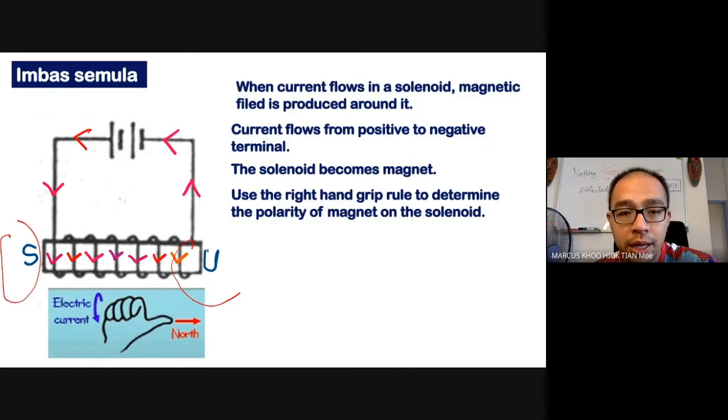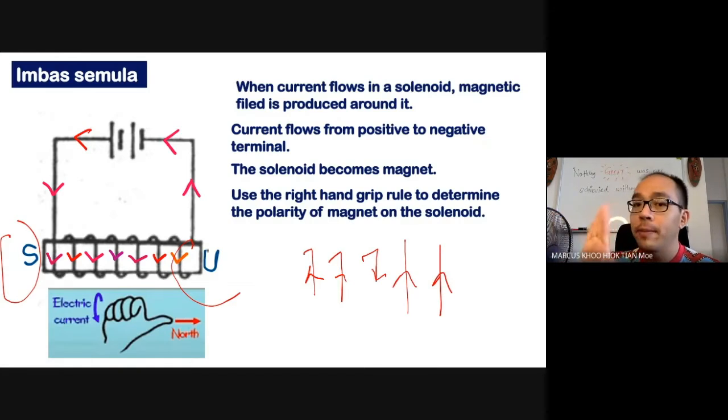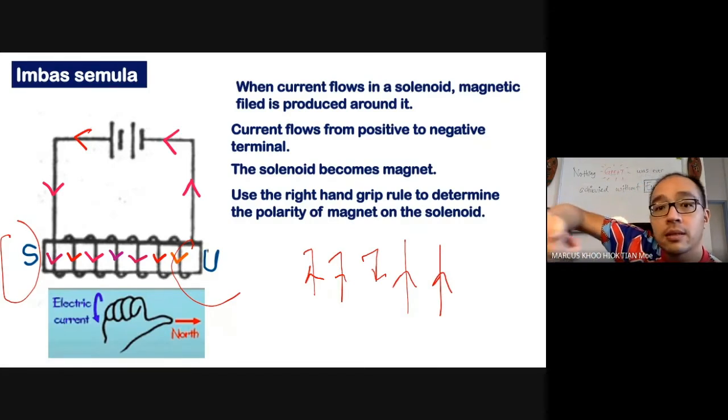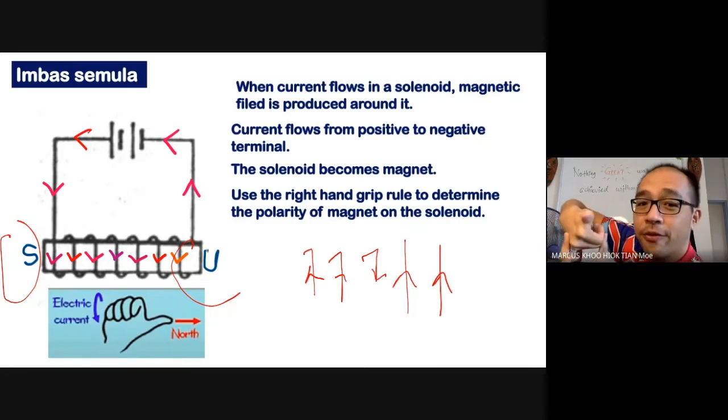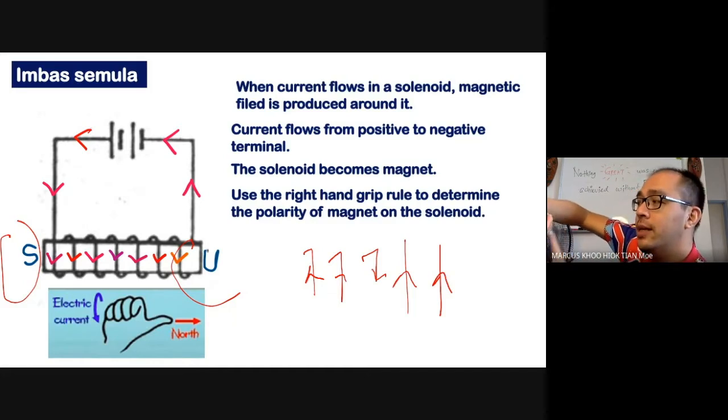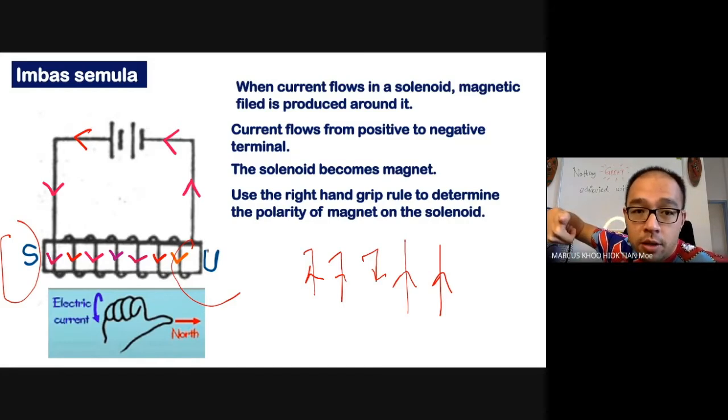If let's say the current in the solenoid flows all up like this, point your fingers like this, all pointing upwards. Then this side, the left side, will be north.